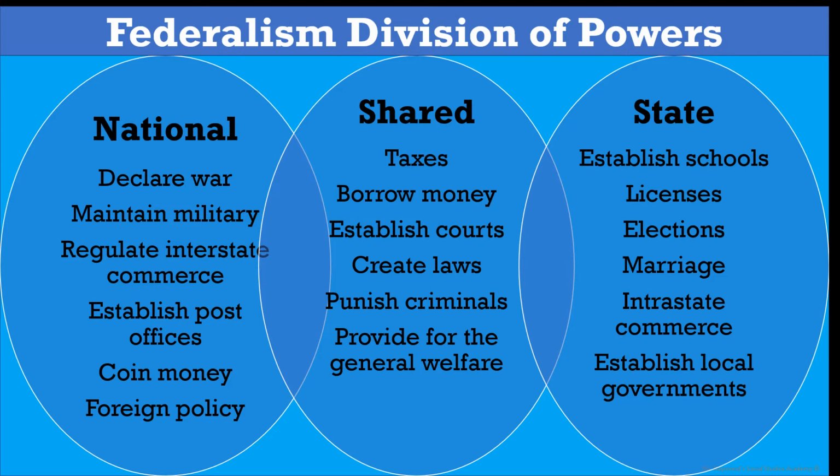Some enumerated powers are shared with the states, like taxing, borrowing money, and creating courts. As we mentioned before, establishing and running public schools is traditionally a state or reserve power, as are licenses, marriage, and elections, as well as dealing with commerce that happens inside a state border, known as intrastate commerce.